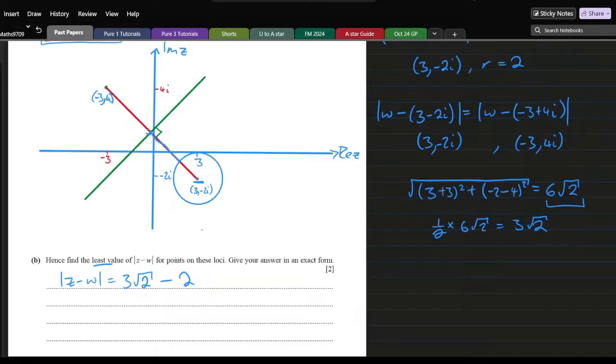The shortest distance from Z to W is from the circumference to the green perpendicular bisector, and we can get that from 3 root 2 minus 2.